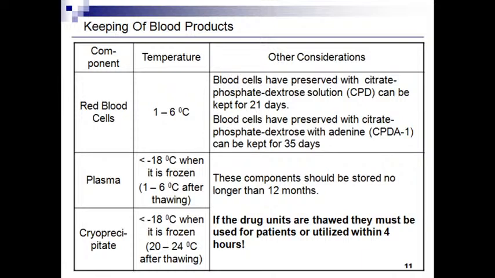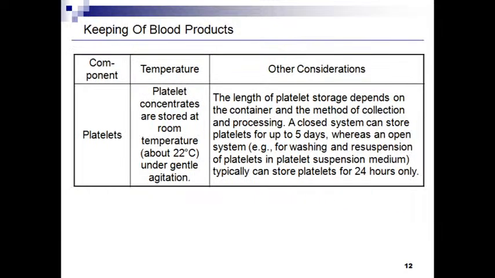Minus 80 degrees when it's frozen, and 20 to 24 degrees Celsius after thawing. We should keep the cryoprecipitate in a warm environment, 20 to 24 degrees, to optimize the action of the coagulation properties of the plasma. If you store the plasma or the cryoprecipitate in a refrigerator, you can reduce the properties of the coagulation profile, and the treatment will not be sufficient for the patient.